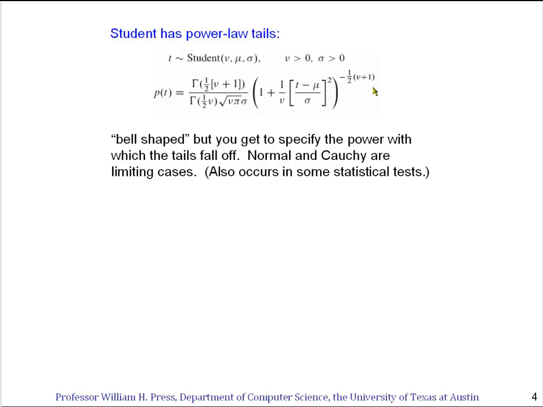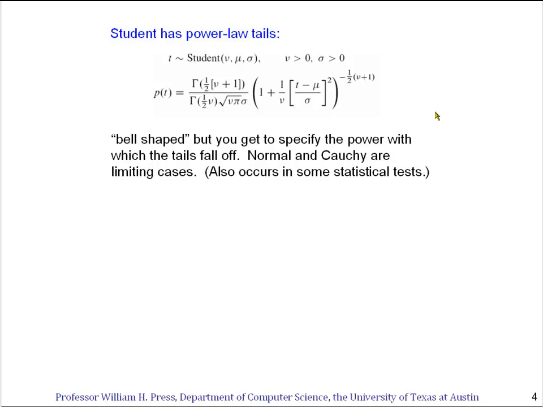The only extra wrinkle, again just a convention, is that Student is also defined with a 1 over nu here in the squared factor. And what's all this stuff out in front? Gamma functions. The gamma functions come in when you do the integral of this to normalize the distribution, as well as the square root of nu pi and the 1 over sigma. So this is a bell-shaped distribution. We saw a couple of examples in the figure a couple of slides ago. But you now get to specify by the parameter nu how fast the tails should fall off.